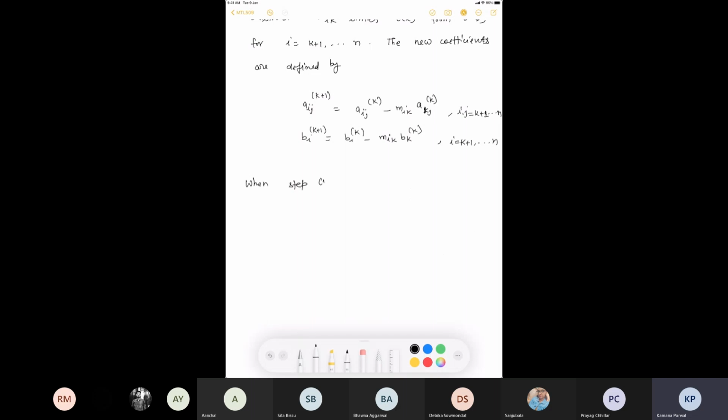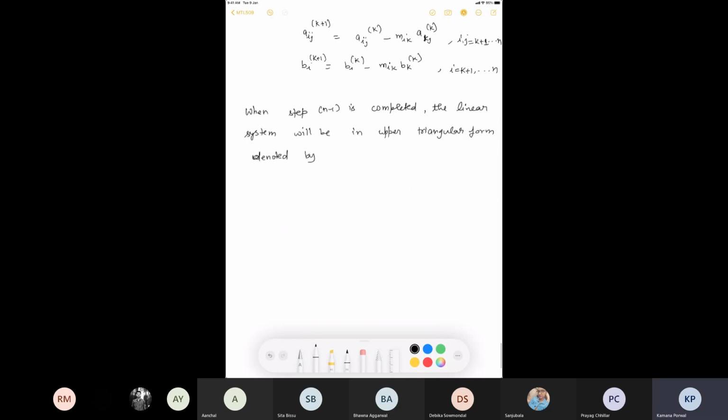So when the step n minus 1 is completed, the linear system will be in upper triangular form, which we are denoting by, so I'm using the same notation. We used U before and g for the right hand side. Say Ux is equal to g.